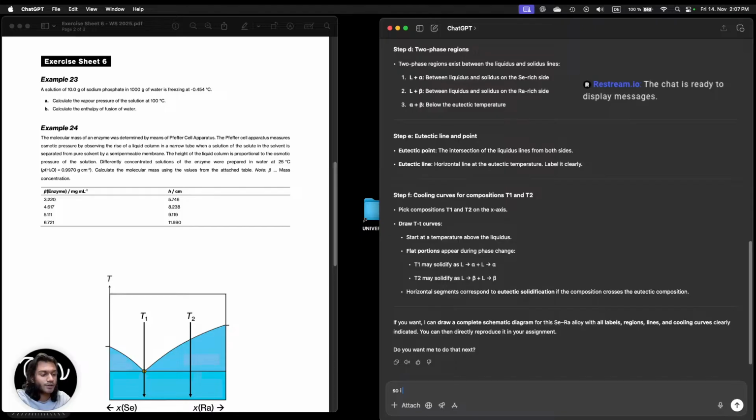So I do have the figure in my assignment sheet, and it's looking kind of weird. How can I give you the details so you can form the graph?